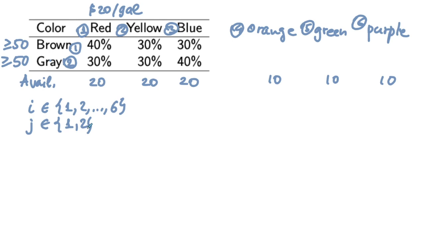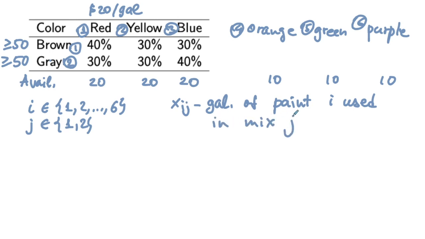And the decision of how much of each of the available paints we are going to use for each of the mixes can be described by a variable x_ij, which will be the gallons of paint i used in mix j. And this will be for all i between 1 and 6, and j in 1, 2.